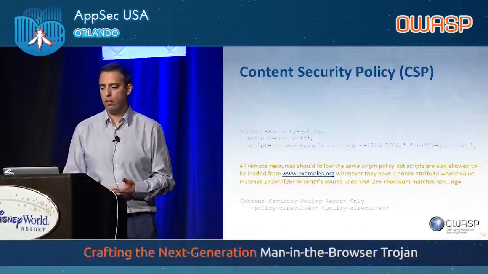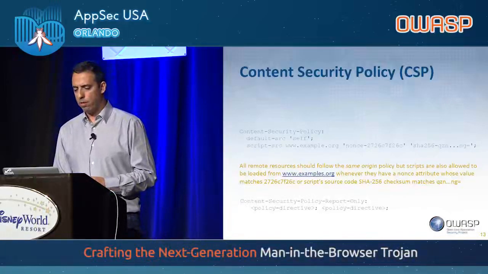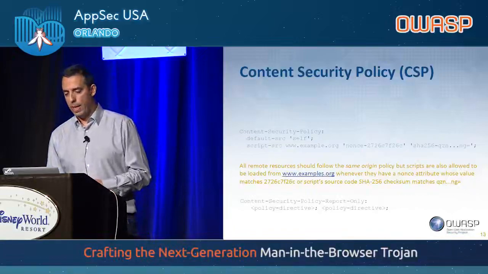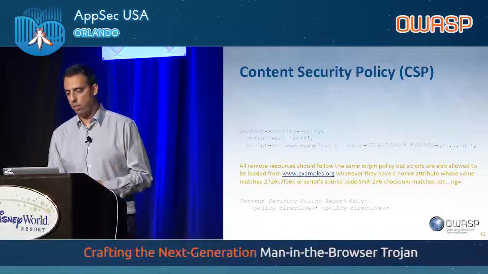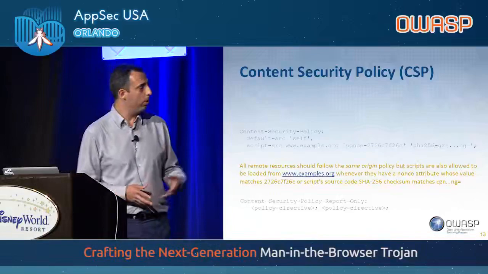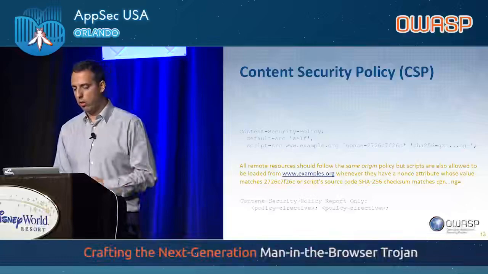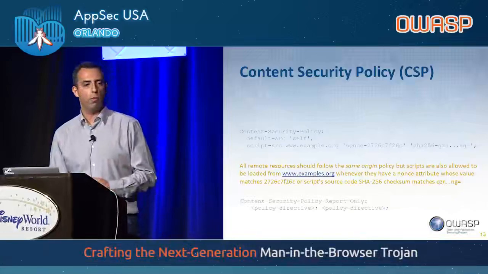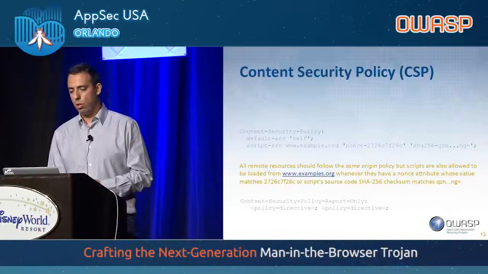Here you can see one example, very simple. It says that it must follow the same origin policy. Scripts can only be loaded from www.example.org. They should have the nonce attribute specified and match the checksum. It's also possible to have these policies in passive mode, and you can use the Content-Security-Policy-Report-Only header. It's the same syntax, but it won't block any scripts from being loaded, but it can send reports back to your backend.